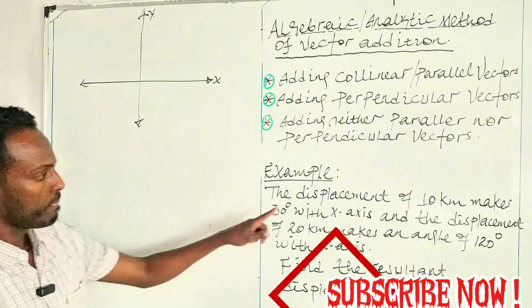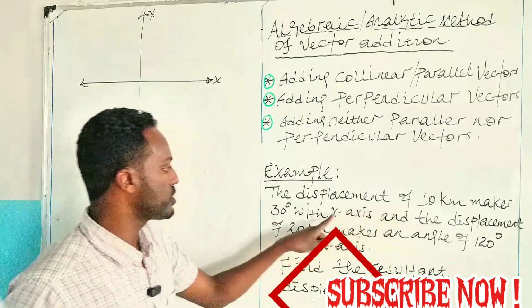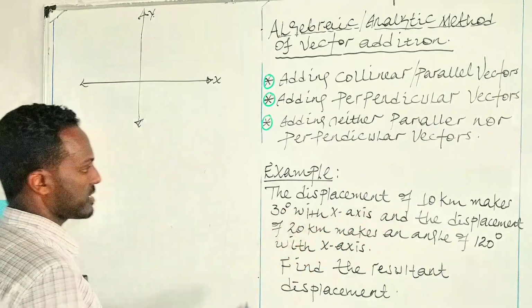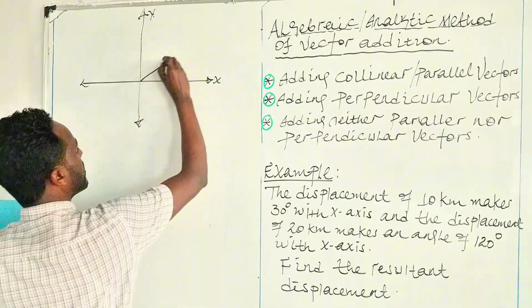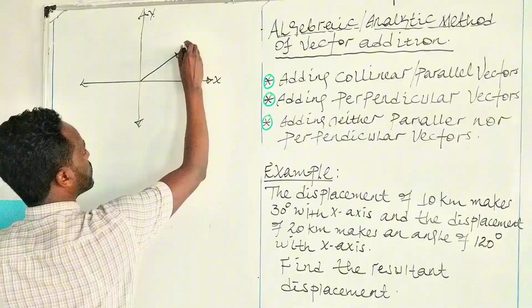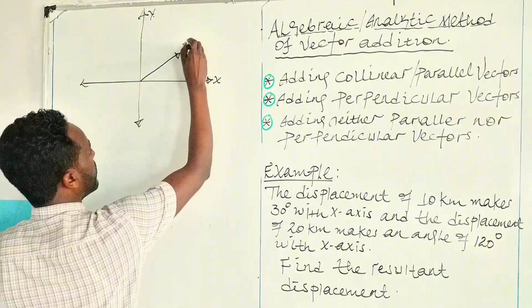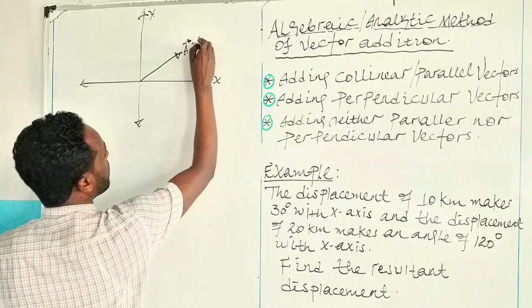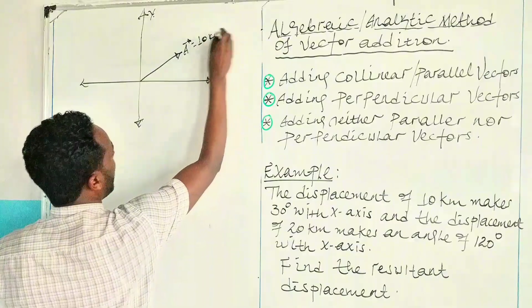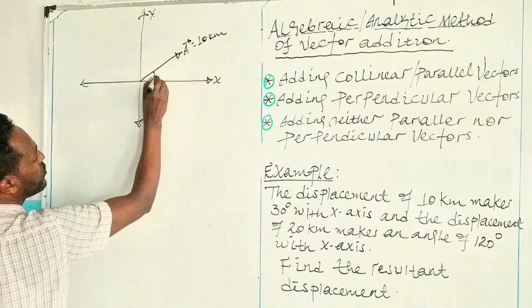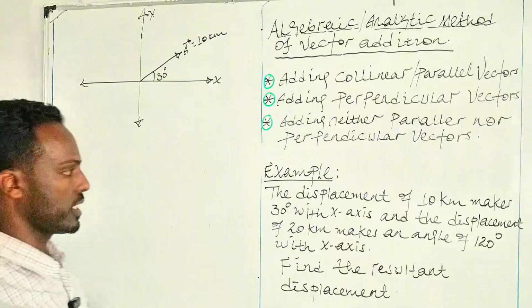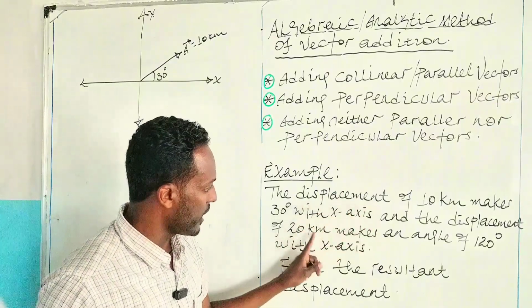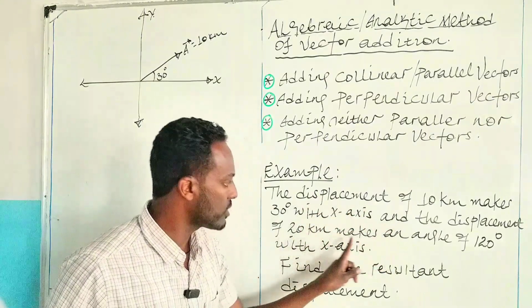So the displacement of 10 kilometer which makes 30 degree with x-axis. So let's say this is vector A with magnitude of 10 kilometer at an angle of 30 degree to the horizontal. And the second vector is 20 kilometer which makes an angle of 120 degree with x-axis.